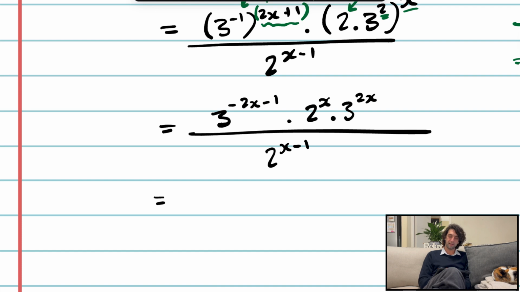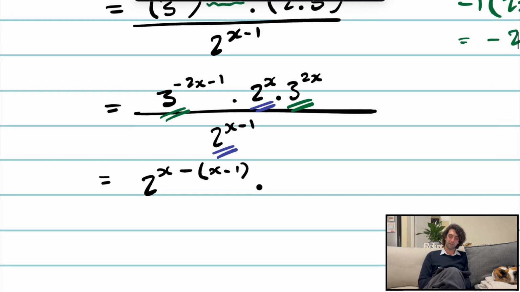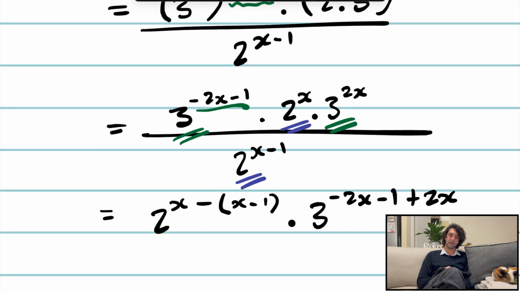Now I'm going to look for my bases. So I see these 3's, and I see there's some 2's over here. So I'm just going to start off with the 2's. That is 2 to the power of x minus, be very careful, this is an x minus 1. I'm minusing that whole x minus 1. Okay, multiplied by 3 to the power of negative 2x minus 1 plus 2x. Okay, because I took this 2x minus 1 and adding it to that 2x.